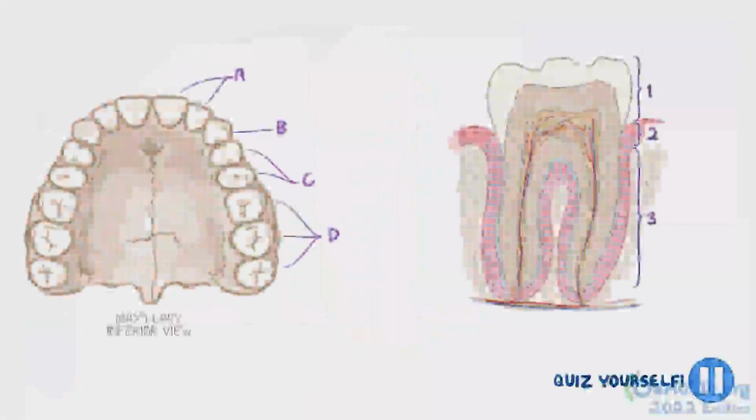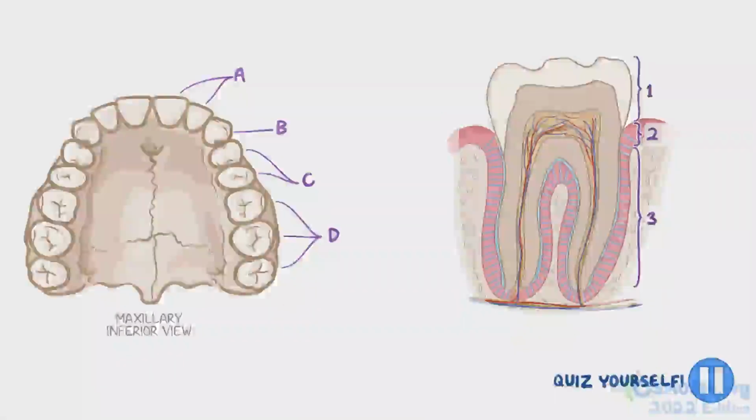All right, now before we move on, let's take a quick pause to see if you can label the types of teeth, labeled A, B, C, and D, and their different parts from 1 to 3 in the following images.